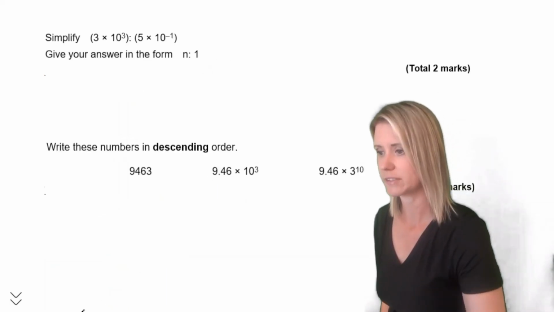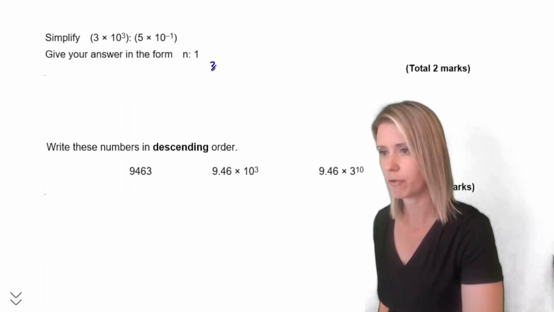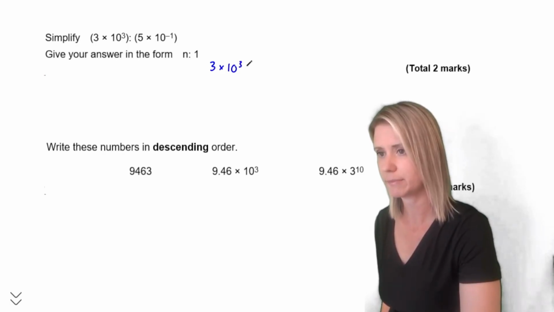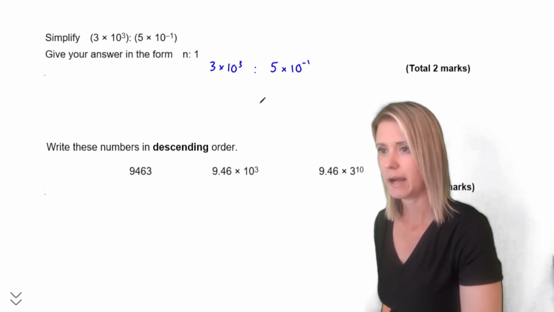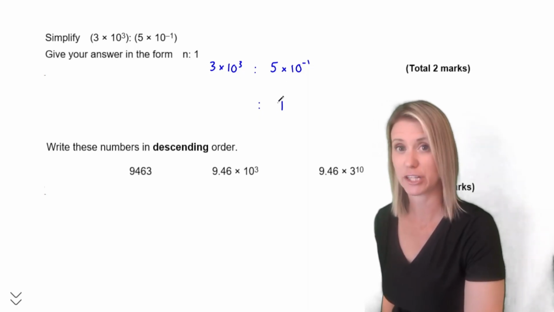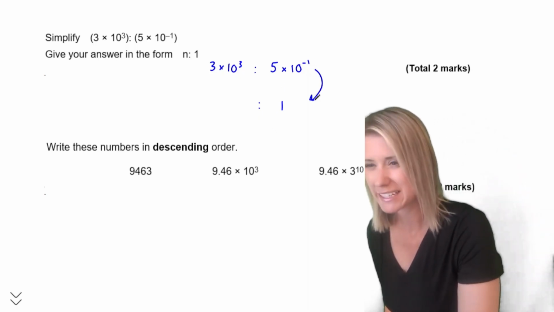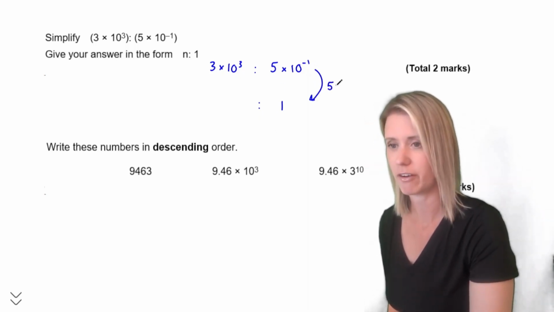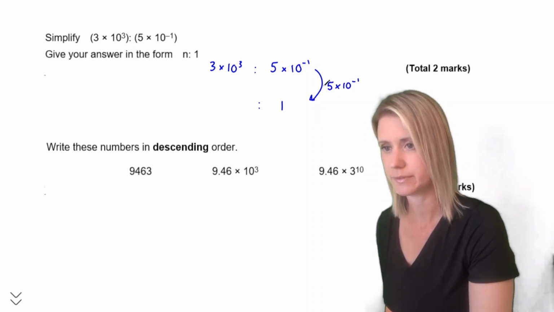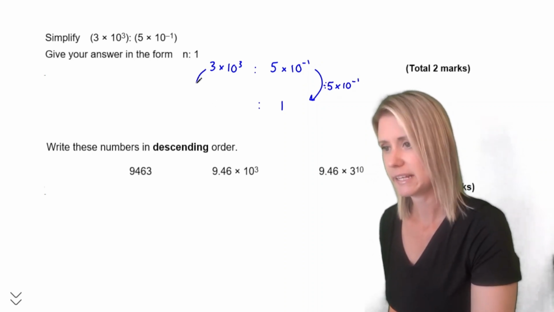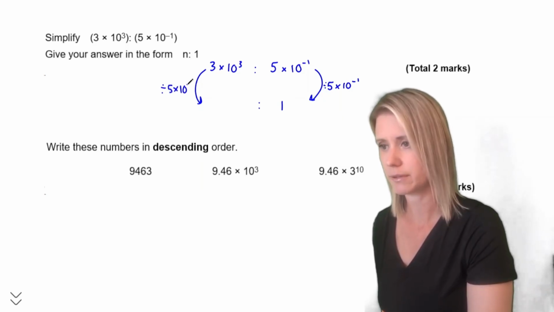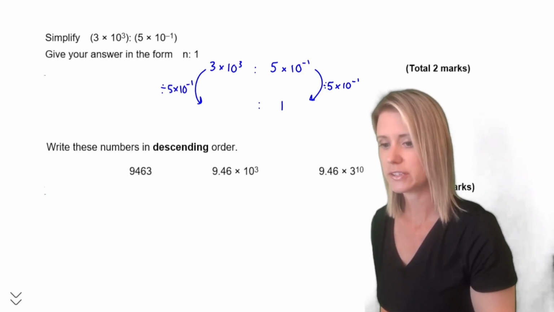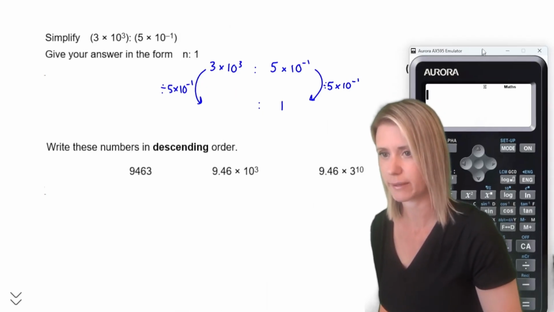Just going to write that out again. So we have 3 multiplied by 10 cubed to 5 multiplied by 10 to the -1. And we want the right-hand side of the ratio to be 1. That means we need to divide this side by 5 times 10 to the -1. Okay, so we need to do the same to the right-hand side, divide it by 5 times 10 to the -1. And we can use our calculators for this question.